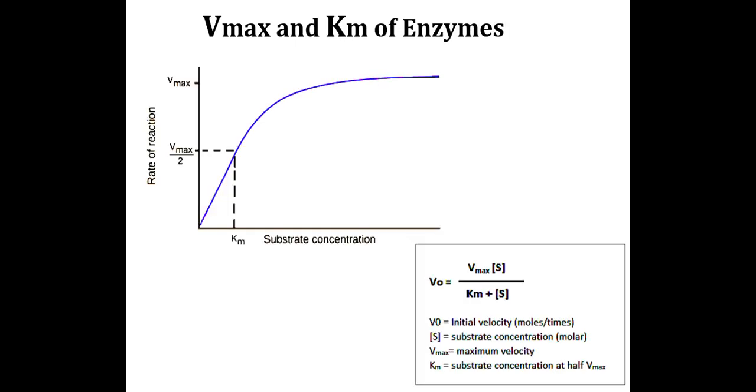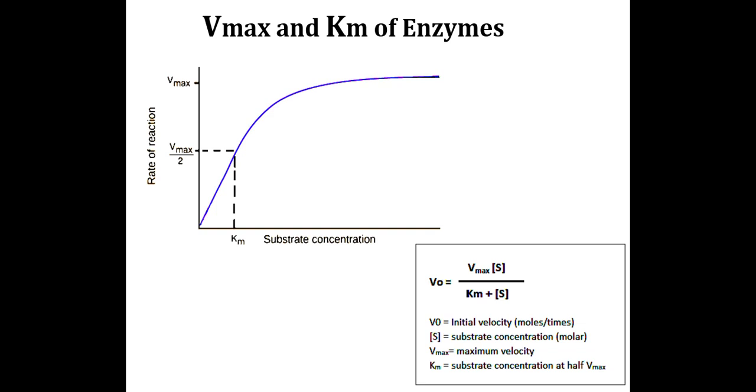See here, this is the graph showing the Vmax and Km values of an enzyme. We know that the velocity of reaction depends upon the substrate concentration, that is S. At a low concentration of substrate, the initial velocity or rate of reaction gradually increases, but when the concentration increases beyond some limit, the reaction gets saturated, slows down, and the velocity of reaction remains constant. This point at which the velocity of reaction remains constant is called the maximum velocity, or Vmax.